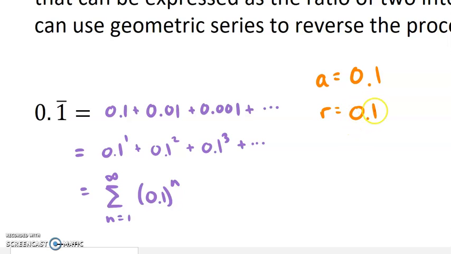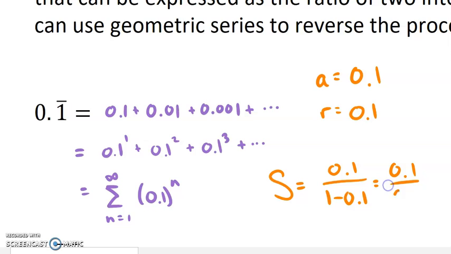Notice that this is a value that's between -1 and +1, so this infinite series will converge, as we would expect. So this value is equal to 0.1 divided by 1 minus 0.1, or 0.1 divided by 0.9, which is 1/9. And that is, in fact, the fraction form of the decimal 0.1 repeating. So that's kind of nice.